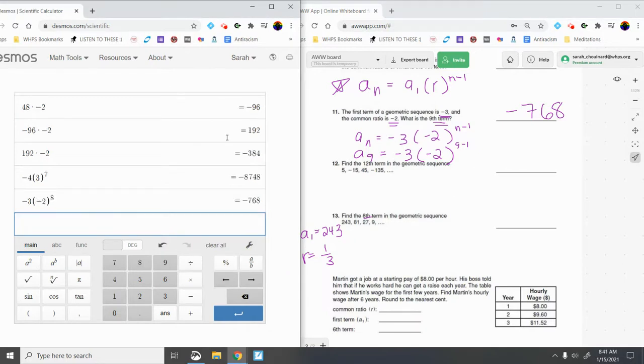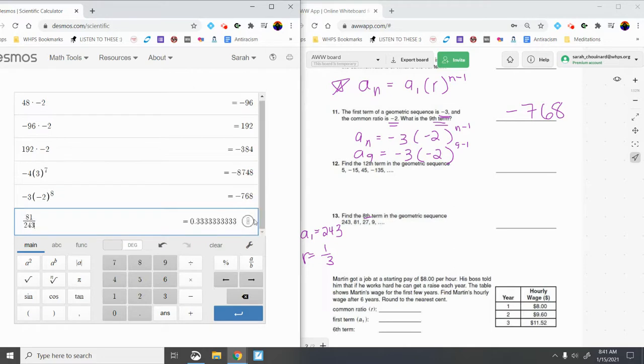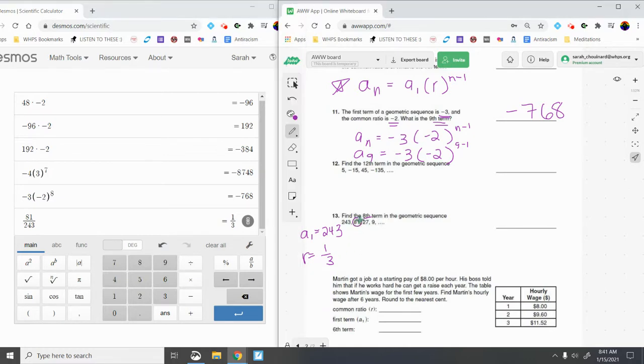If you're not sure, what you can do is do 81 divided by 243. And if you click this button, it'll convert it to a fraction. So my common ratio is 1/3. If you're unsure of what the ratio is, you do the number divided by what came before it to know what you multiplied by. So 81 divided by 243 is 1/3. So a sub n equals 243 times 1/3 to the n minus 1 power.